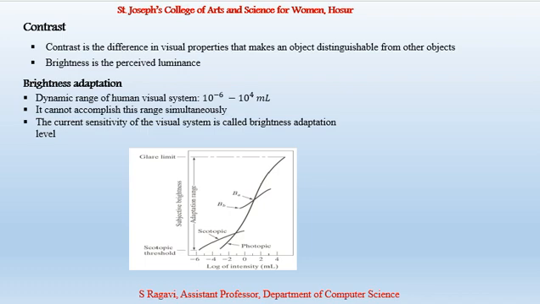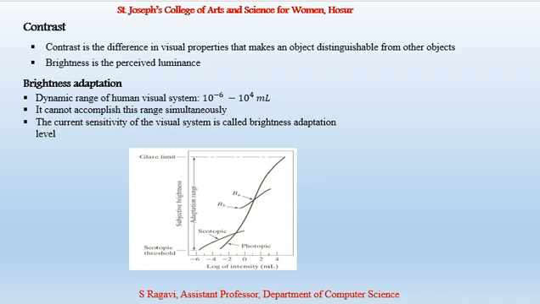Next, the contrast. The contrast is the difference in the visual properties that helps us to distinguish an object from other objects. Brightness is the perceived luminance.